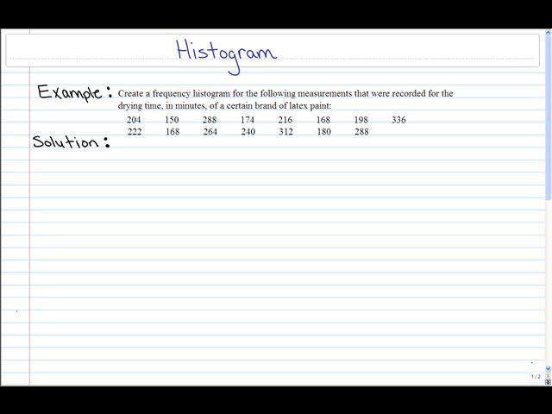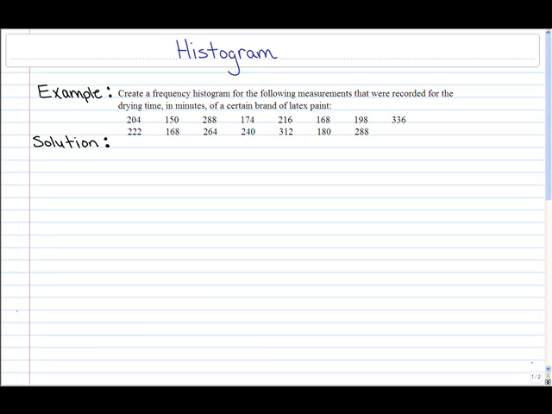Now here, in order to create a histogram, what you first need to do is create a frequency chart and then create the histogram based on that frequency chart. So create a frequency histogram for the following measurements that were recorded for the drying time in minutes of a certain brand of latex paint. The data values are given there. I want you to now pause the video and create your frequency chart and then your corresponding frequency histogram.